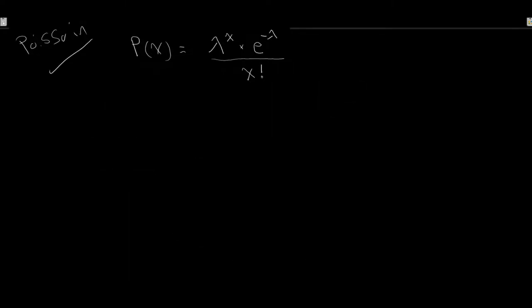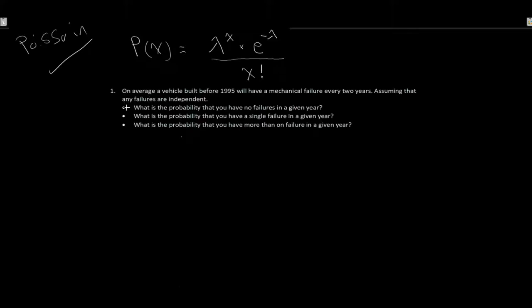Okay, let's take a look at an example using our Poisson distribution. Let me just copy this over and we can take a look at it all together. Taking a look at this question: on average, a vehicle built before 95 will have a mechanical failure every 2 years. Assuming that any failures are independent, what is the probability that we have no failures in a given year?